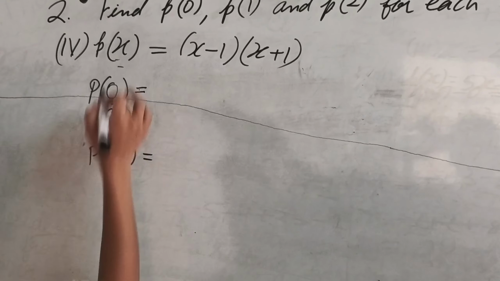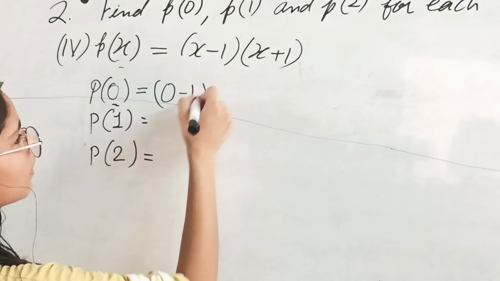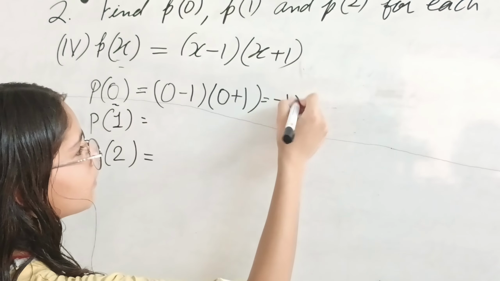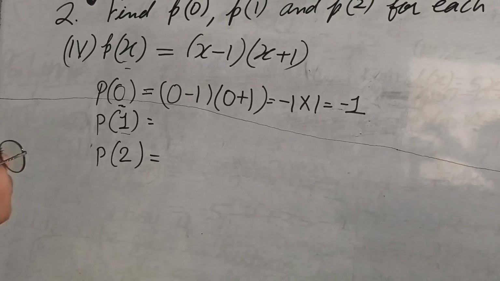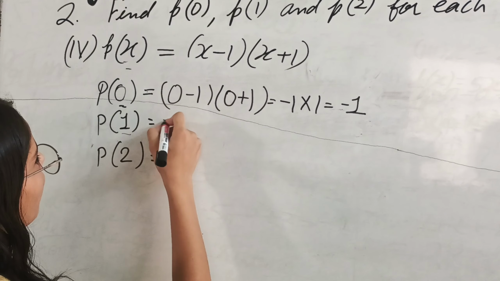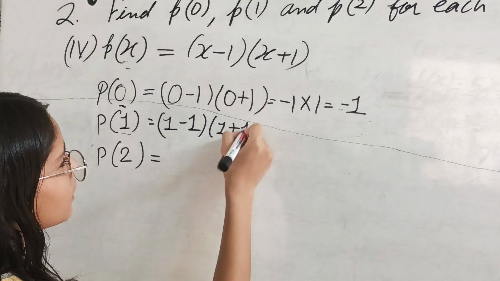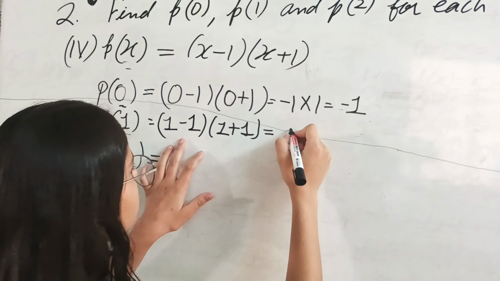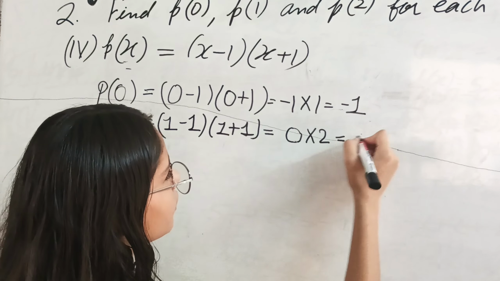We are going to replace x by 0. So it is equals to 0 minus 1 into 0 plus 1 is equals to minus 1 into 1 is equals to minus 1. Now we are going to replace x by 1. So it is equals to 1 minus 1 into 1 plus 1. So it is equals to 1 cancels 1, so it is 0 into 1 plus 1 is equals to 2, so it will give you 0.